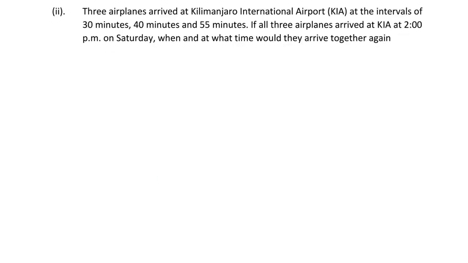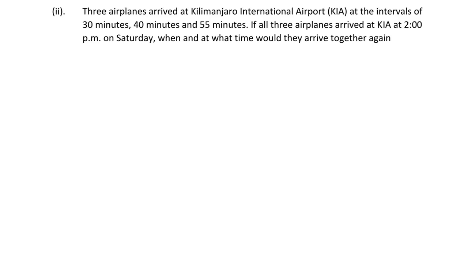Roman 2. 3 airplanes arrived at Kilimanjaro International Airport at the intervals of 30 minutes, 40 minutes, and 55 minutes. If all 3 airplanes arrived at KIA at 2 o'clock p.m. on Saturday, when and at what time would they arrive together again? Okay, so this is the LCM word problem. So we need first to find the number that is a common multiple for 30 minutes, 40 minutes, and 55 minutes. This will be minutes from 2 p.m. o'clock, where the airplanes will meet again.